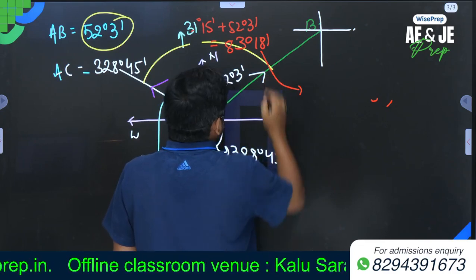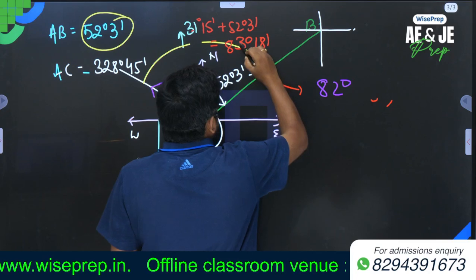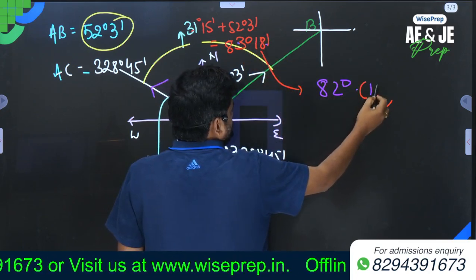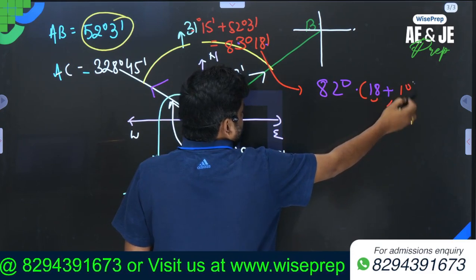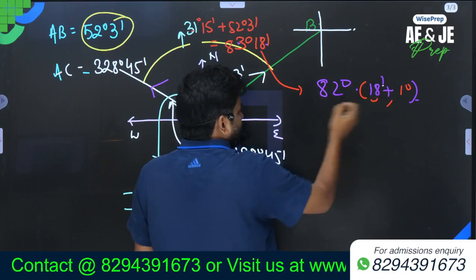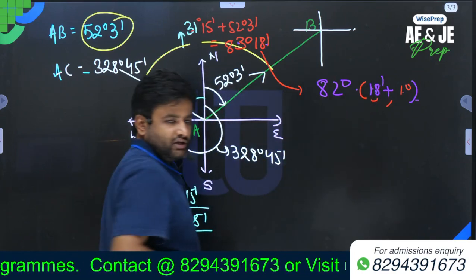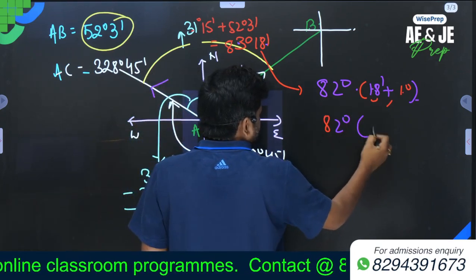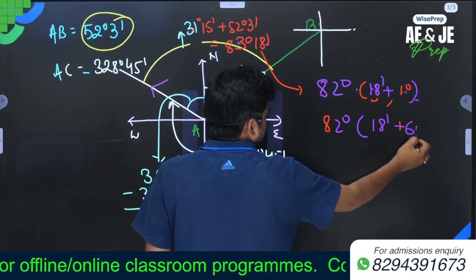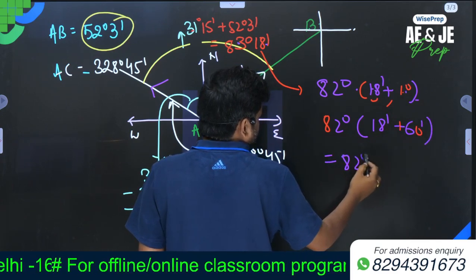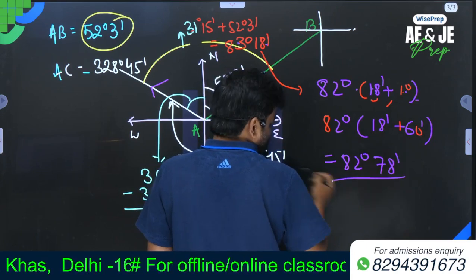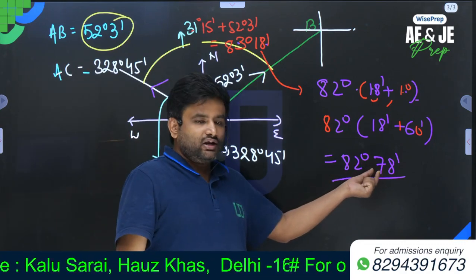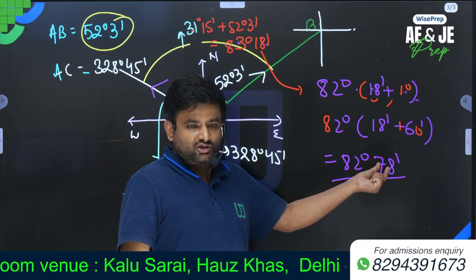Let's see here. Can we write 82 degree? I am giving 1 degree loan to 18 minute. So 18 minute plus 1 degree. Can we write? I give loan to minute as a degree, 1 degree. Can we write or not? So 82 degree 18 minute plus 60 minute, so 82 degree 78 minute. This can also be given in the option format, but generally minute cannot be greater than 60.